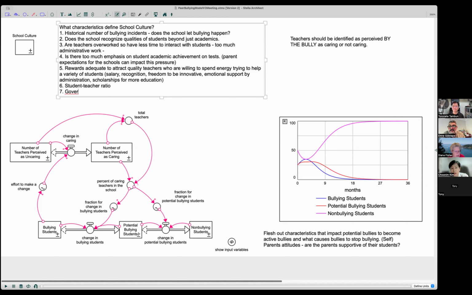This might be maybe beyond school culture, but it is very relevant. Yeah, the government investment, because if the schools are given enough money, they can be more innovative and come up with more different kinds of things to try to implement.